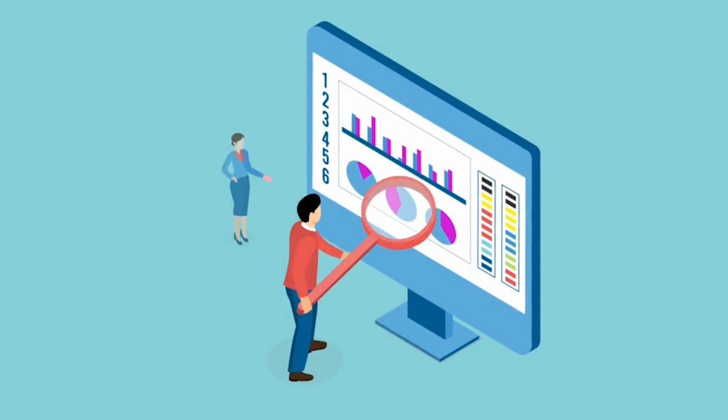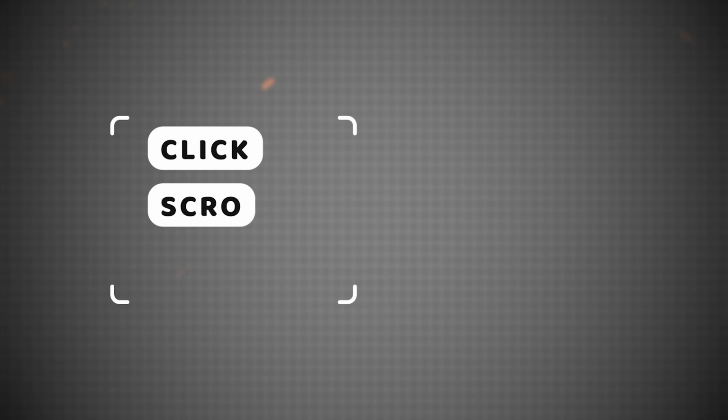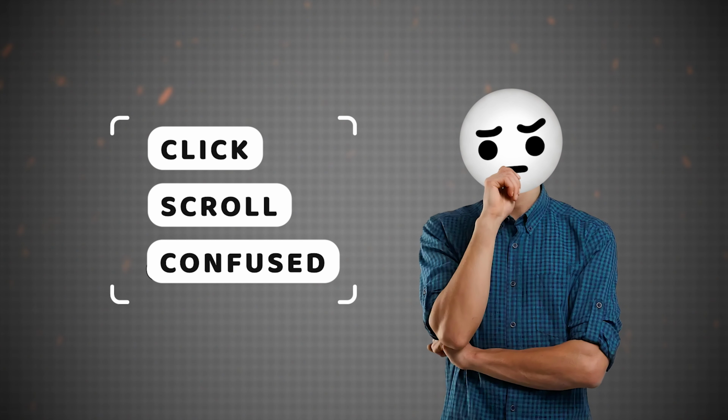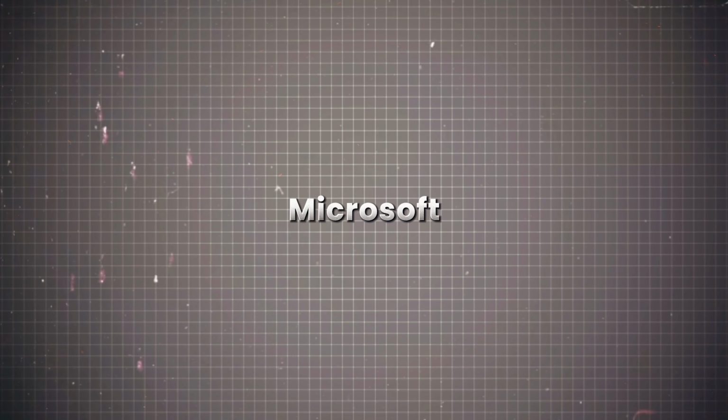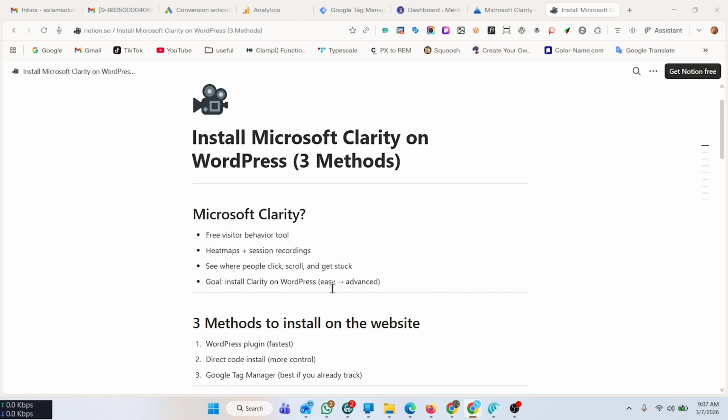If you want to see how visitors behave on your website, where they click, where they scroll, where they get confused, and what's stopping them from taking action, Microsoft Clarity is a completely free tool that gives you heat maps and session recordings. In this video, I will walk you through 3 different ways to install it on your WordPress website, from the easiest to the most advanced, so you can pick the one that works best for you, even if you are not a tech person.